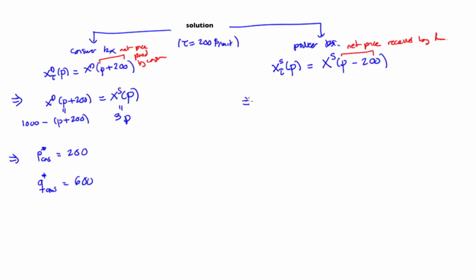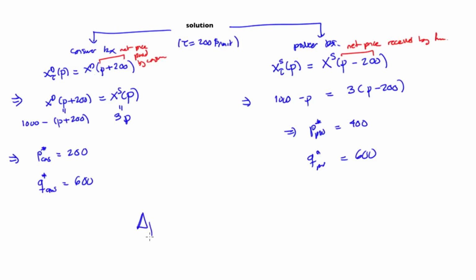Now, given this, substituting in the equations implies that 1000 minus P has to be equal to 3P minus 200. And if you solve the equations, this implies that P star in the case of the producer tax is equal to 400, and that Q star in the case of the producer is equal to 600. Together we get that the change in price is equal to minus $200 per unit, and the change in quantity is 0.